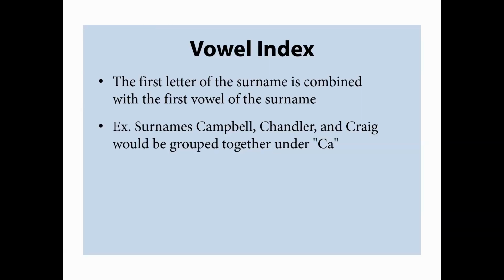Another type of index that you might come across is a vowel index. This is an index especially I've found a lot in land deeds, especially in places like Pennsylvania. And the way this works is that you take the first letter of a surname and you combine it with the first vowel of that surname. So in this example, if we took the surnames Campbell, Chandler, and Craig, all of these are going to be grouped together under CA, because C is the first letter and then A is the first vowel in each of those 3 names.